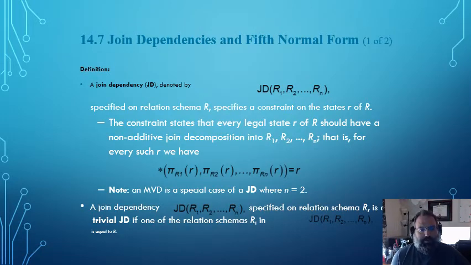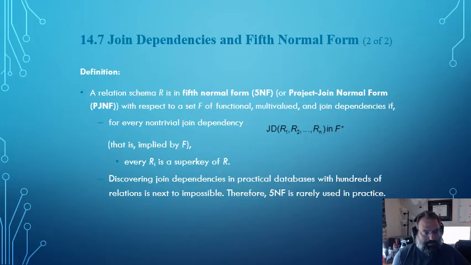14.7, join dependencies and fifth normal form. This is the definition of a join dependency. A relational schema R is in fifth normal form, or project-join normal form, with respect to a set F of functional, multi-valued and join dependencies if, for every non-trivial join dependency that is implied by F, every R sub i is a superkey of R.